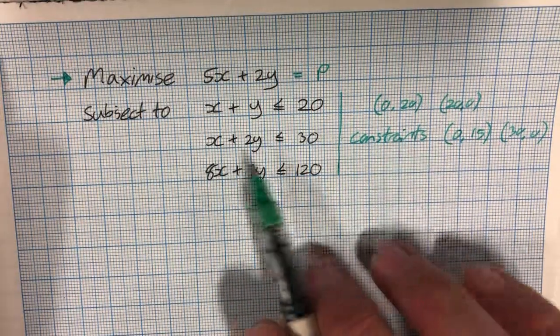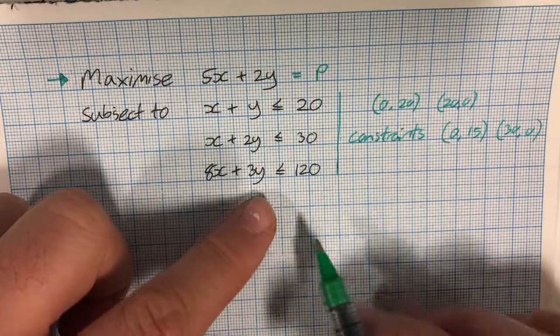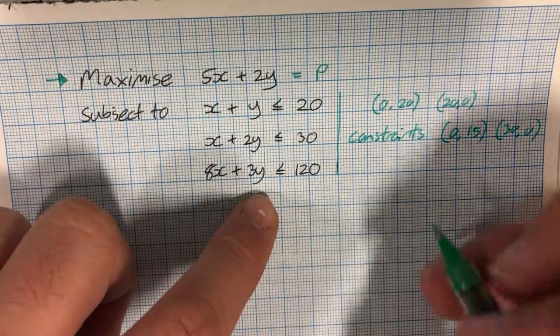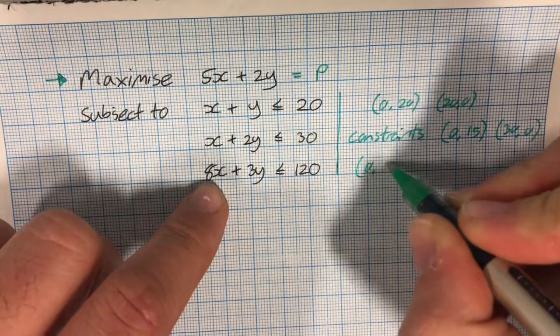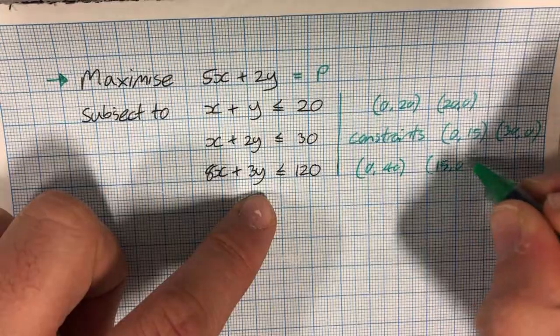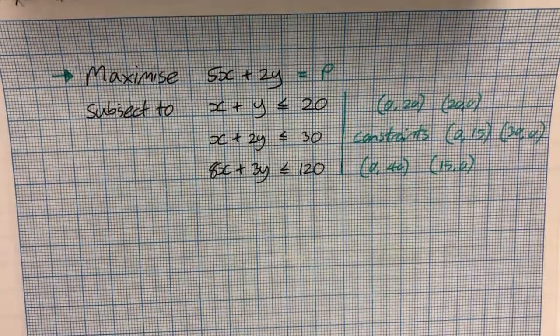What I'm doing is setting x to 0 and then finding where it crosses the y-axis, and then vice versa. That gives me the 2 points where it crosses the axes. So it's easy to draw these then. When x is 0, y is 40. And when y is 0, x is 15. There we go. Those are the 2 pairs of points per inequality.